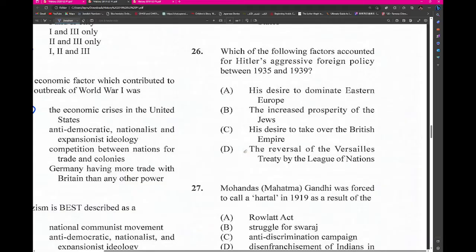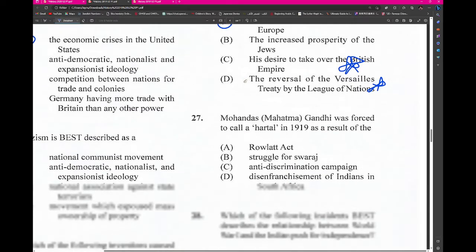Aggressive foreign policy. Reversal of the Versailles Treaty by the League of Nations. This did not happen. Take over. Why did he? That wasn't the main thing. So I think it would still be A.